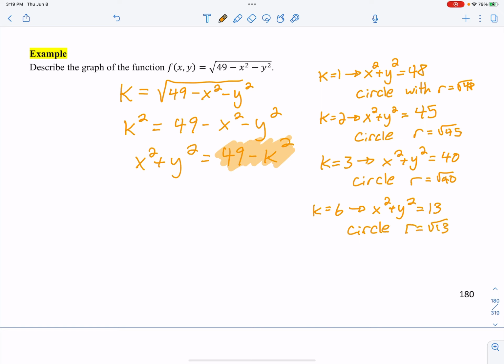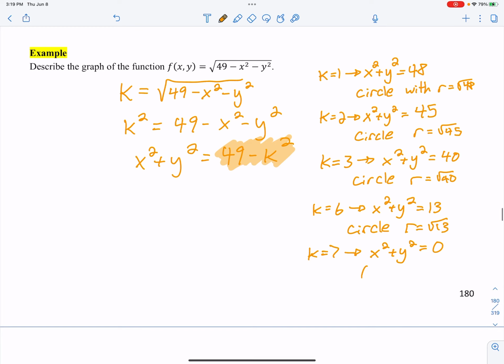And then let's do one more. We'll do k equals 7. That's x squared plus y squared equals 0. This is just a single point. The only thing that gets me this is 0, 0. Okay, we have to try to make sense of this. Remember, these are z's. This whole column here are z's. So this is telling me we get a circle as we go higher and higher up on our plane.